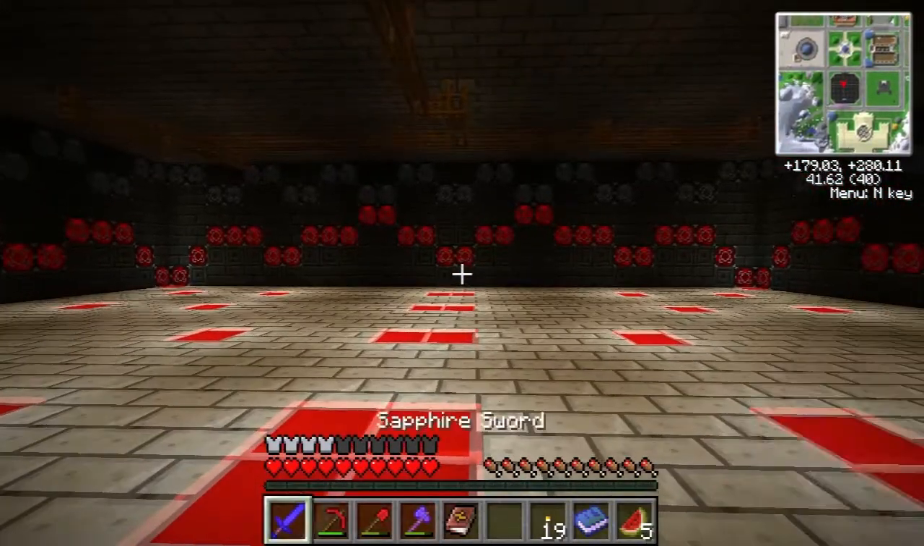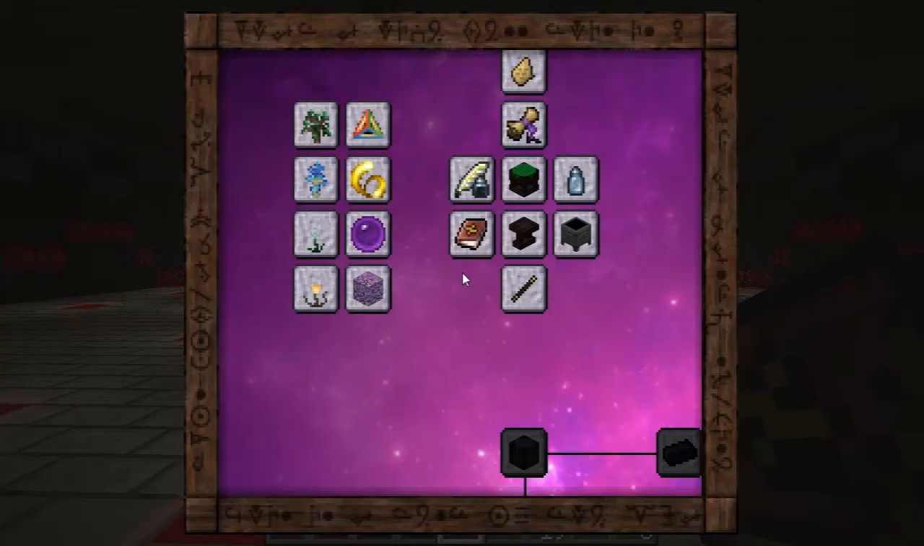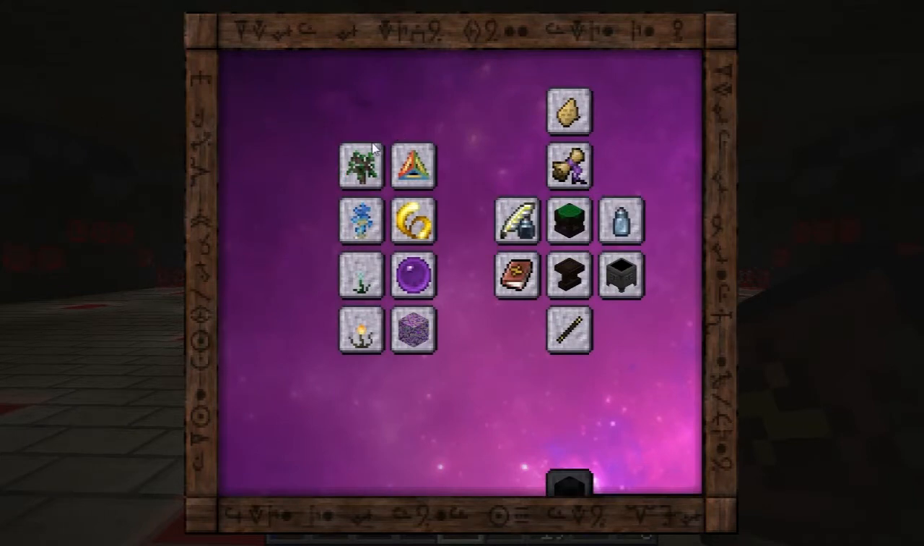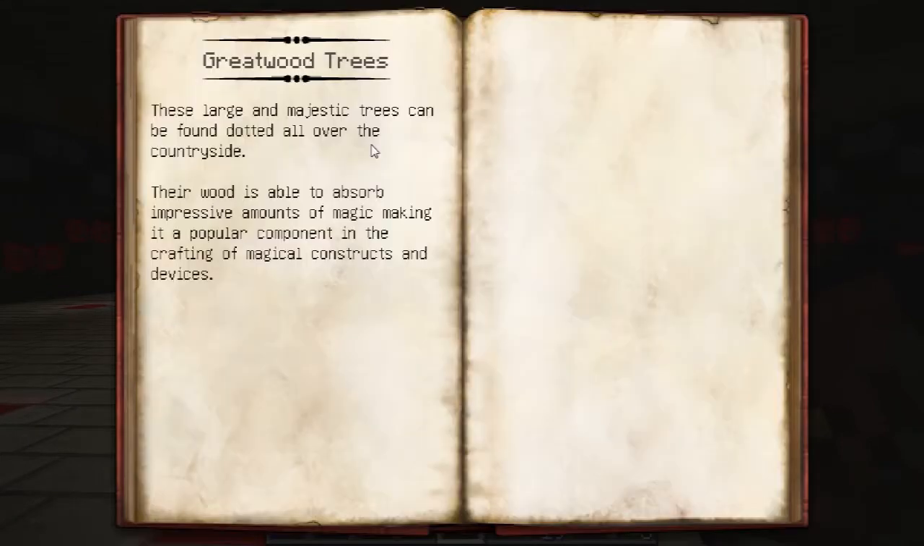Alright guys, here we are on the Thaumcraft level, and let's open our Thaumonomicon. Now we do have some basic things we have to read over. Greatwood trees. These large and majestic trees can be found all over the countryside. Their wood is able to absorb impressive amounts of magic, making it a popular component in crafting of magical constructs and devices.